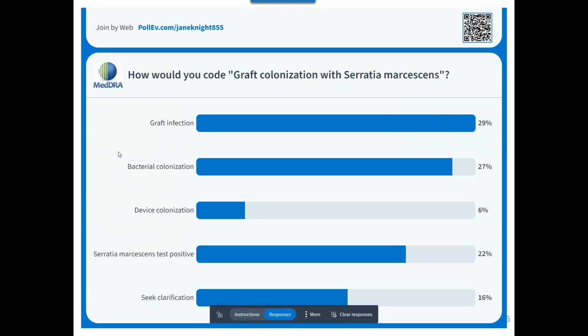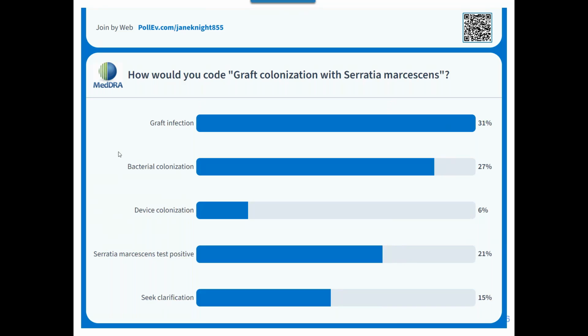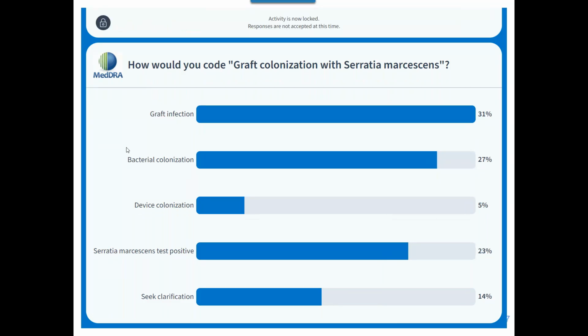Oh, lots of you voted. A difference of opinion, though, on this one. Largely you've gone for graft infection. Some of you have chosen bacterial colonization, so we'll talk in a minute about the difference between infection and colonization. A lot of you have chosen Serratia marcescens test positive, a few of you are going to seek clarification, and one or two of you think it might be a device. So a real difference of opinion. Well done. Thank you for that.